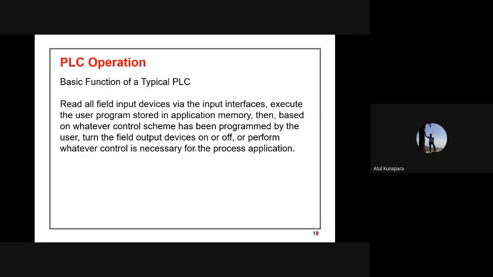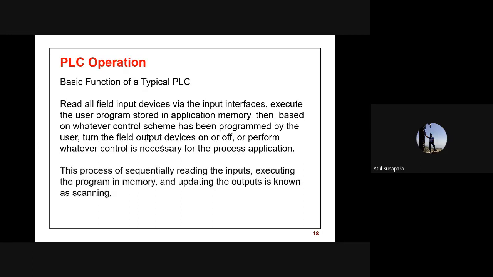Then it will execute the user program which you have stored in the PLC memory. Based on the program execution, whatever control scheme we have taken, your program and its execution will decide what change is required to the output devices. According to that, your PLC will provide the output to either turn on or turn off your field output devices, and it will perform whatever control tasks we require with the help of the PLC.